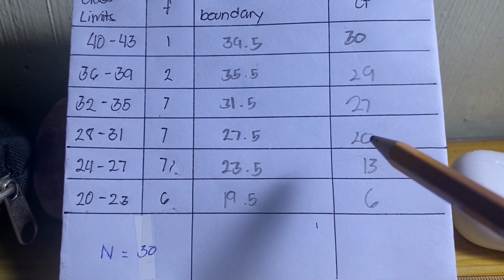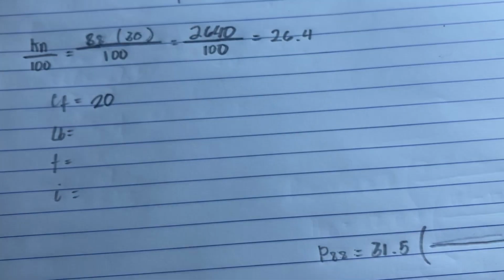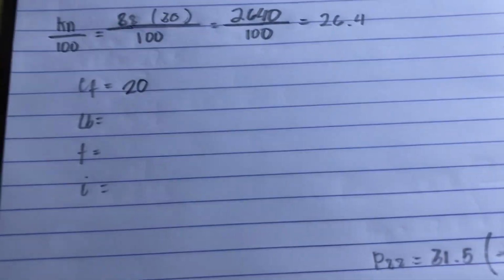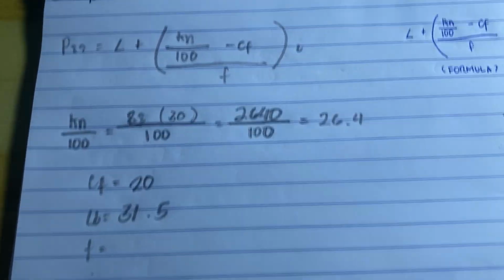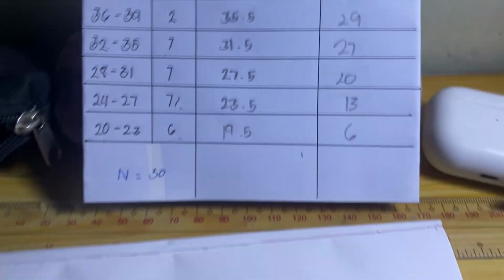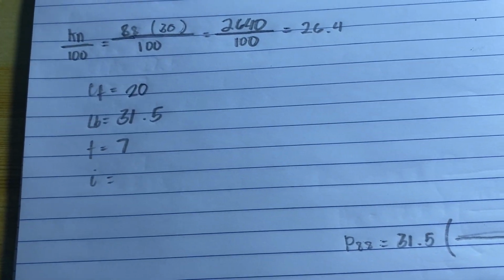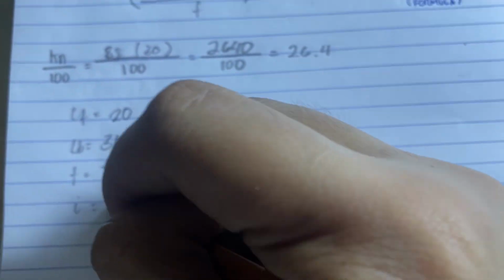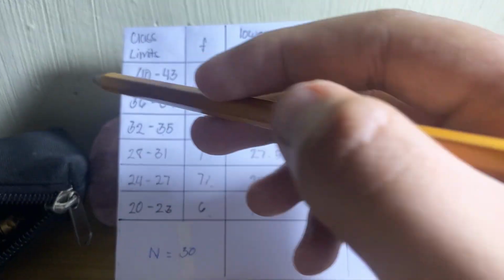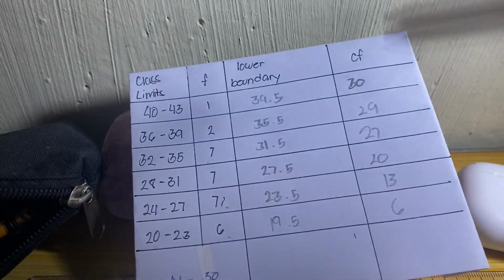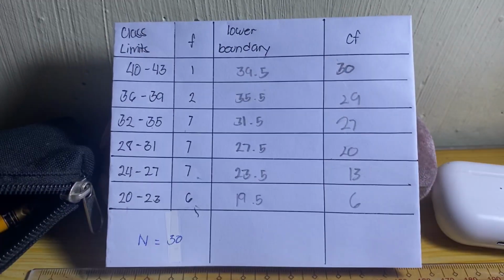So, the before is 20. Write down natin agad dito. The lower boundary naman is 31.5. And the frequency is 7. Yung i is yung 4 lang katulad ng ginawa natin kanina. So, let's move on.